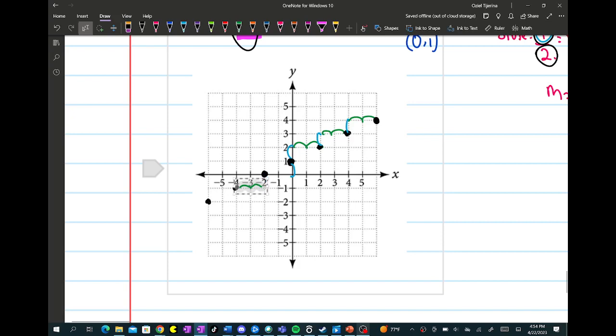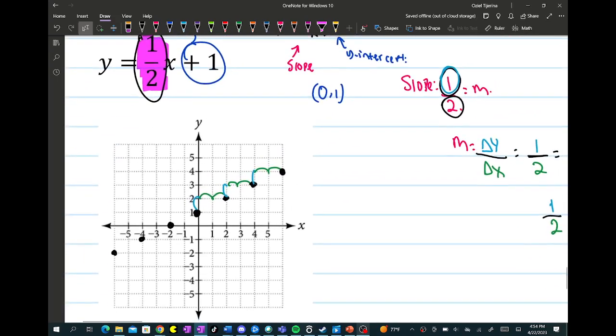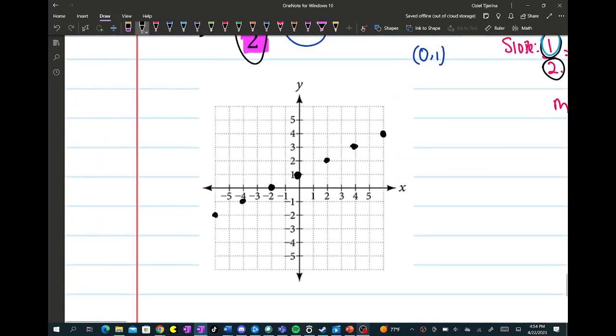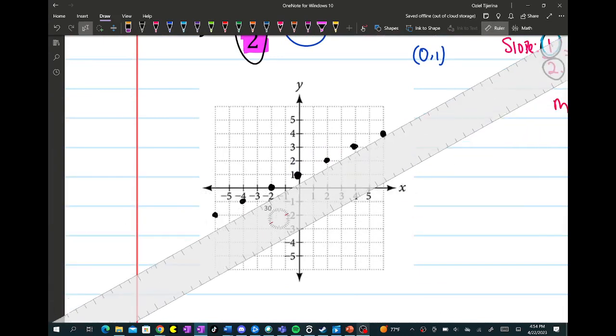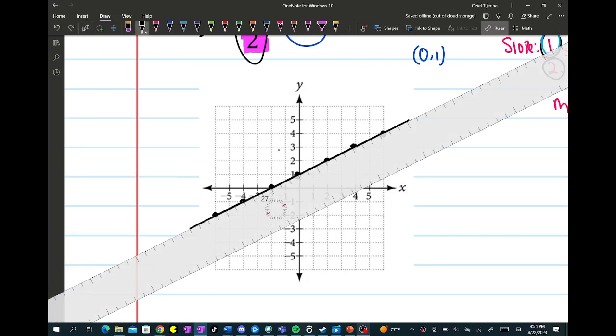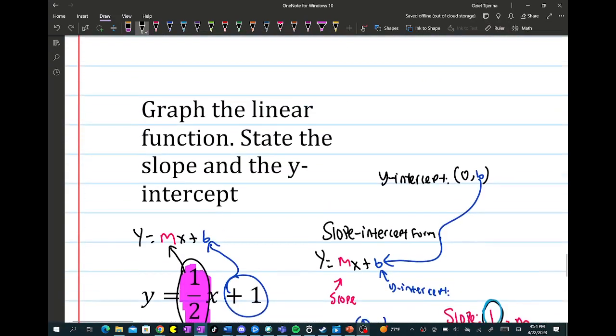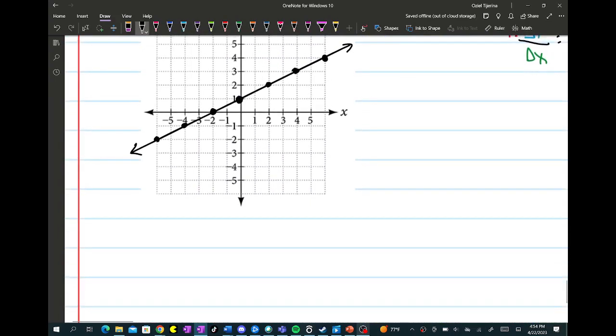Basically, you're just doing the same exact thing we did in the last video. It's just a pattern. You keep going up 1, right 2, up 1, right 2, up 1, right 2, and it's the constant rate of change. And rate of change, again, means slope. So now all we have to do is trace a line that goes through the points, and that's it. That is how you graph this function of y equals 1/2 x plus 1.